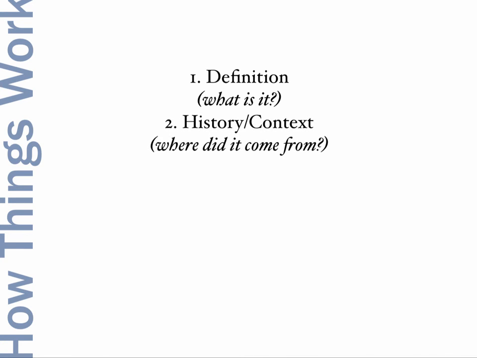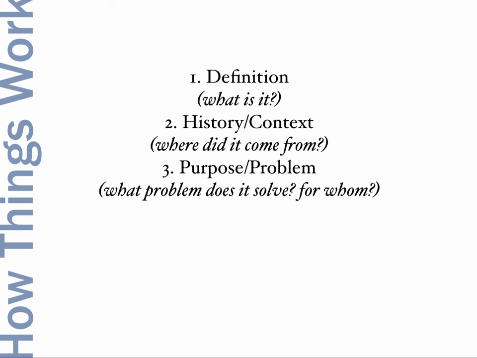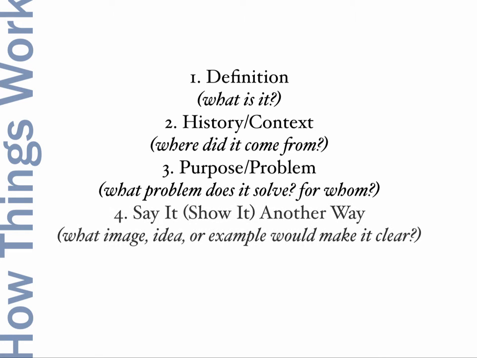A second slide is going to give us the history or context. So where did it come from? What's its origin? What's its evolution? This will be important stuff for you to find. Number 3, so what purpose or problem does it solve and for whom? That's a tricky one sometimes to figure out because often technologies are used for a different reason than their original intent. The fourth slide will be, can I say it or show it another way? So what image, idea, example would make this clear to my audience? Because some of these technologies can be quite complex. And then finally, so what? Why should anybody care about this, in particular anybody in arts and entertainment?